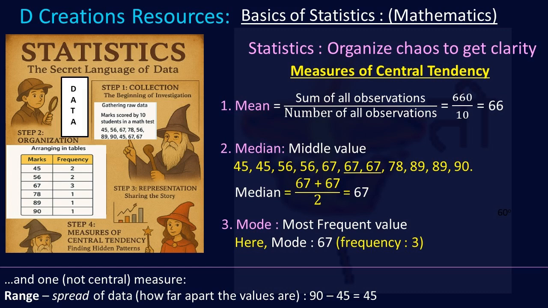Now let us go to the third measure of central tendency, which is mode. And it is actually the easiest one because it's the most frequent value. Now we have already formed our frequency distribution table, and we can see there that the frequency is maximum, that is 3, for the number 67. So here the mode is 67.